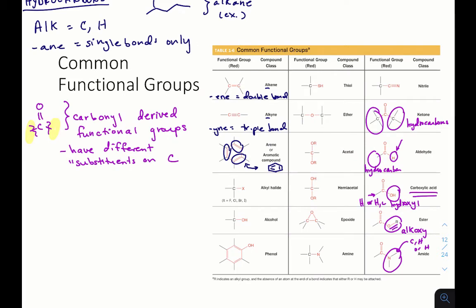All of these carbonyl-derived functional groups are different, and you'll want to identify them. You'll want to be able to distinguish a ketone from an aldehyde, from a carboxylic acid, etc. So just recognize the carbonyl, recognize that C=O double bond right here, and then take a minute and look at what's attached to it, and that will tell you what specific functional group it is.